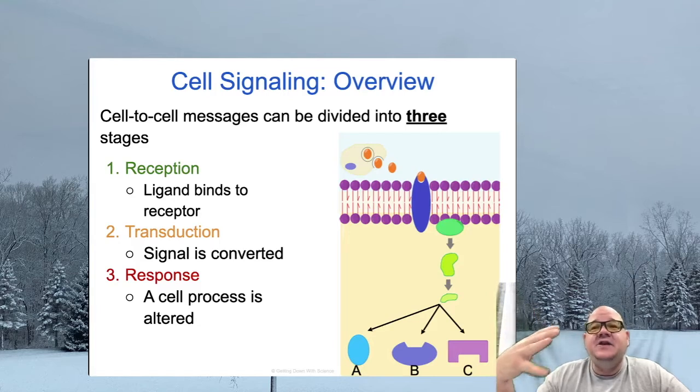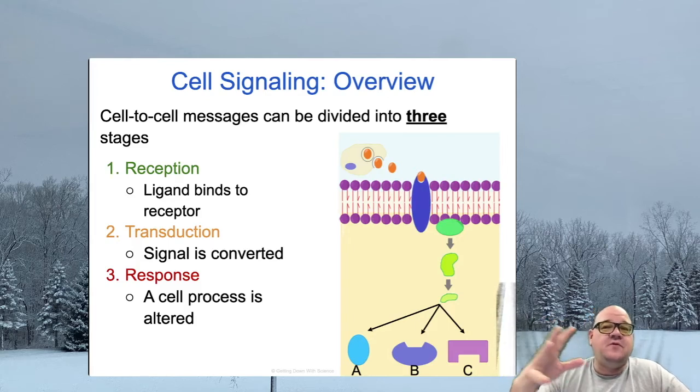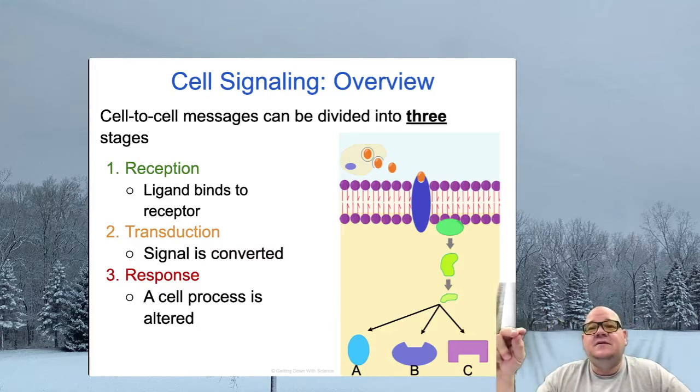Usually making a new protein or opening channels to either absorb or release something. Those are some very common responses. Make something new, open up and let something in, open up and let something out. Those are common responses. There can be lots of other ones, like for muscles, it could be move.